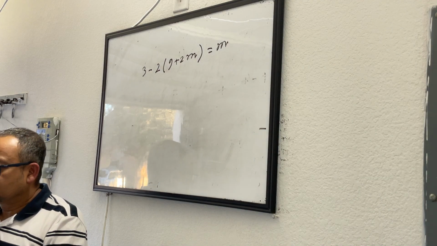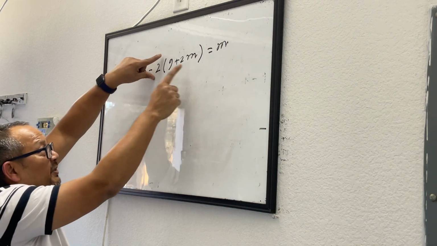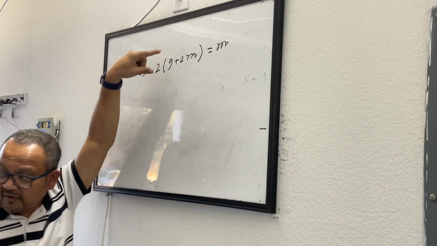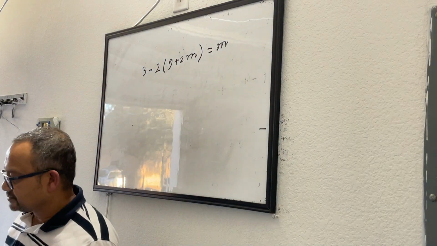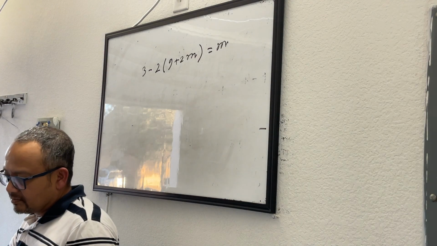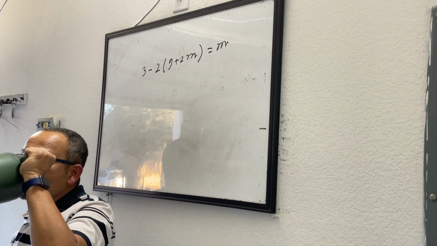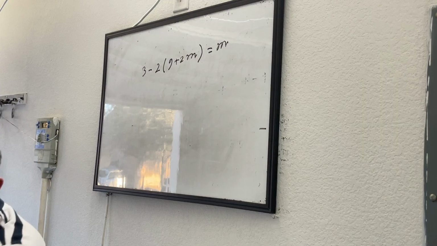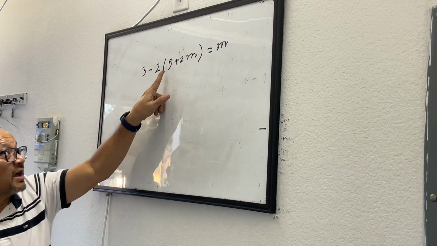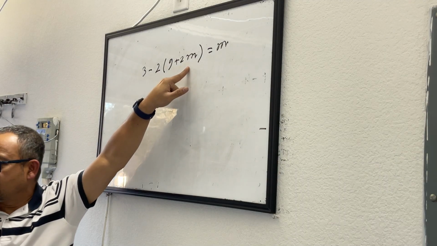So can you read the question? 3 minus 2 in parentheses 9 plus 2m equals m. Solve it for m. Okay. Wait, did you put 2 minus m or 2m? Does it say 2 minus m or 2m? Minus 2 times (9 plus 2m) in parentheses. Oh, okay. Yes, Sanvita.